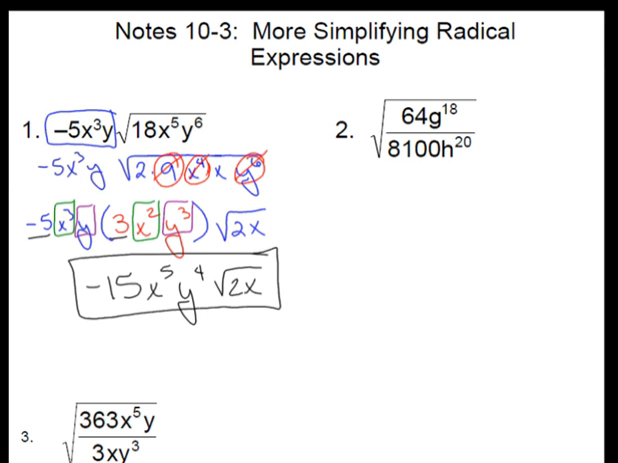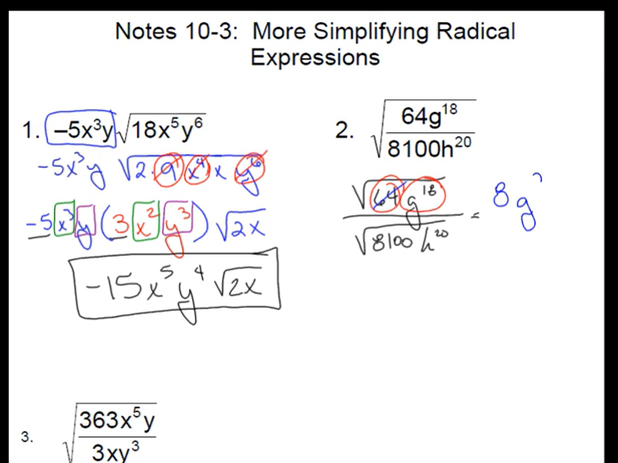Looking here at number 2, I'm going to treat this like it is the square root of 64 g to the 18th over the square root of 8100 over h to the 20th. And we're going to simplify each one of these separately. So looking here, 64 is a nice, pretty, perfect square. The square root of 64 is 8. That piece is done. Now I've got to look at g to the 18th power. Well, 18 divided by 2 is 9, so I have g to the 9th power.